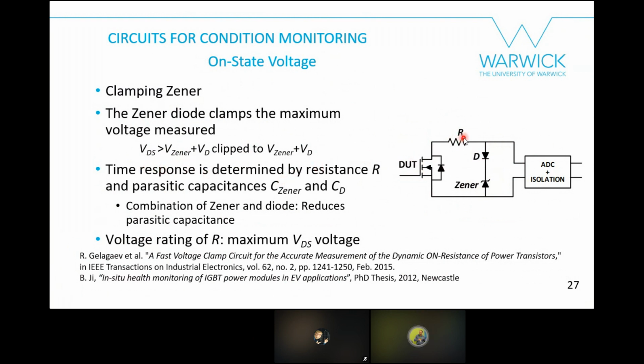The time response of this circuit is determined by the resistance R and the parasitic capacitances of the sensor and the diode. And this is why you have this diode here. With this combination of sensor and diode, you reduce the parasitic capacitance. So you have two capacitances in series, and your circuit is faster. And something important here is the voltage rating of the resistance R. This resistance should be able to operate at the maximum VDS voltage. More details of this circuit and how the parameters and response times are calculated are given in these two references.